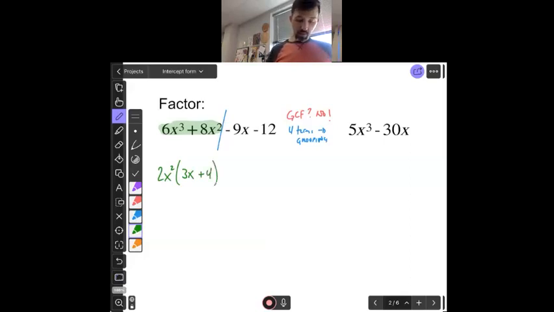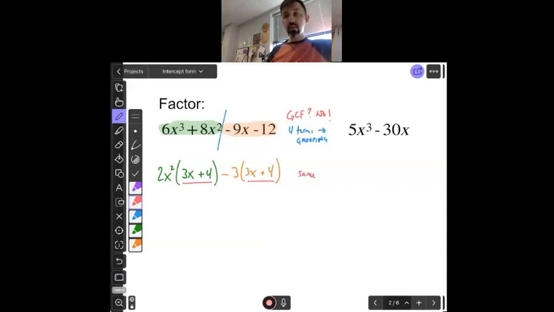And the next thing I want to do is look at the next group. And what do they have in common? I want to notice here that that first term is negative. So when that first term is negative, we always take out a negative, so negative something. Okay? And then 9 and 12 both have a 3 in them, so we take out a negative 3. Can't take out an x because the 12 doesn't have an x. So negative 3 times positive 3x would be negative 9x, and negative 3 times positive 4 will be 12. Okay? Remember, grouping has a built-in check that these two binomials should be the same.